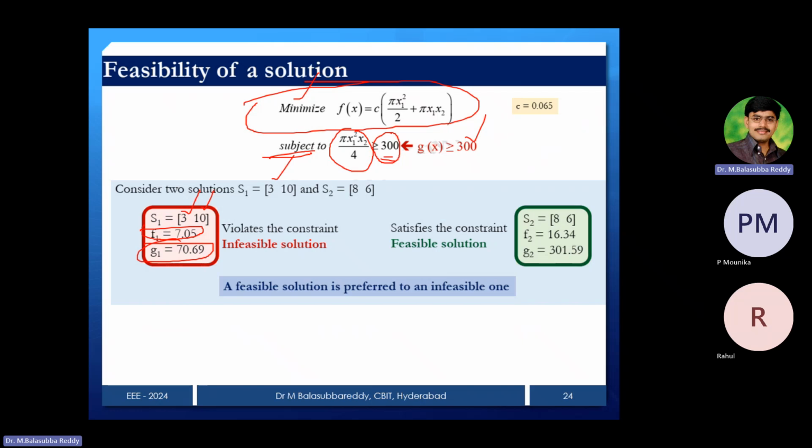Even though the cost may be minimum, I will explain in terms of generation in a thermal power plant. I want 10 megawatt, let us assume that. We are using two units. One unit I assigned 3 megawatt, another unit I assigned 7 megawatt. And you may get the cost of generation is equal to less.